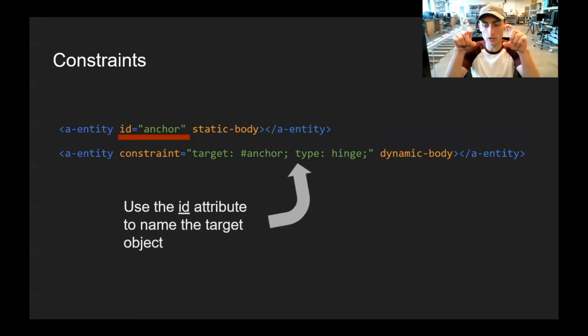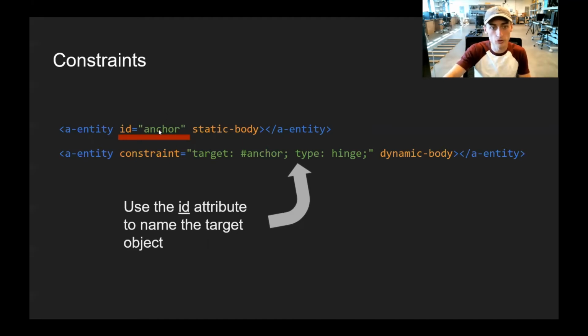So if one cube and another cube are constrained by the fixed distance type, and one cube moves over this way by 2 units, then the other cube will also move over by 2 units. They'll just keep a fixed distance from each other. But in this example, I set the type to hinge.